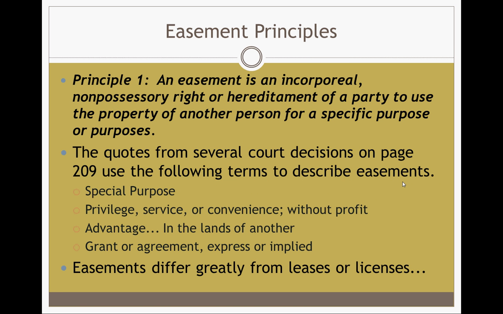Easement principle number 1. An easement is an incorporeal non-possessory right or hereditament of a party to use the property of another person for a specific purpose or purposes. Now, the quotes from several court decisions are on page 209. It kind of gives you some of the following terms: special purpose, privilege, service, or convenience without profit, advantage in the lands of another, grant or agreement express or implied. And they kind of give you a more academic definition down there.